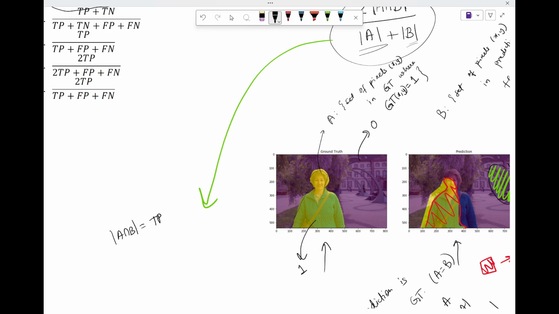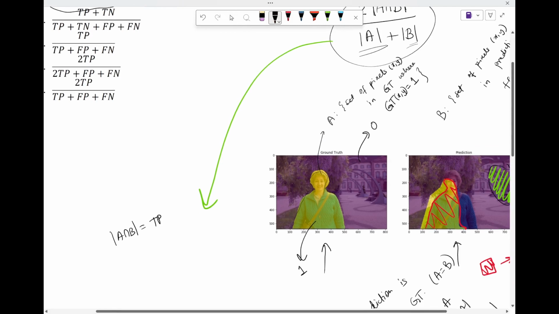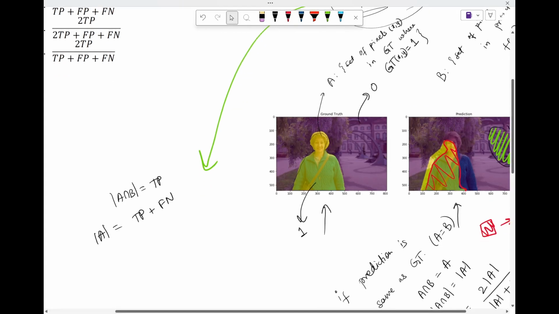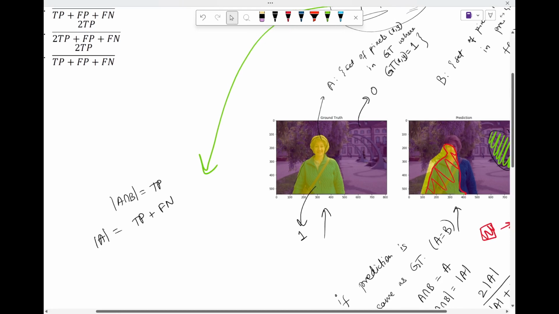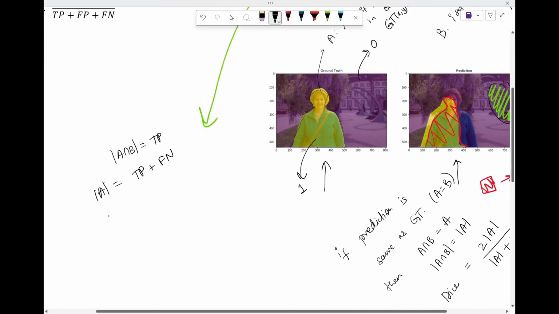And A is all those pixels where ground truth is 1. So ground truth is 1 at true positives and false negatives. And B is the set of pixels where prediction is 1. So B is 1 at true positives and false positives.